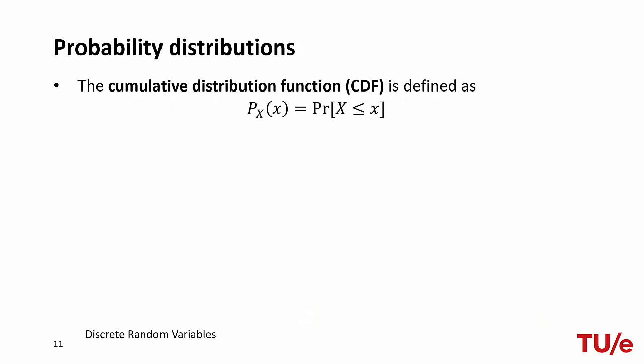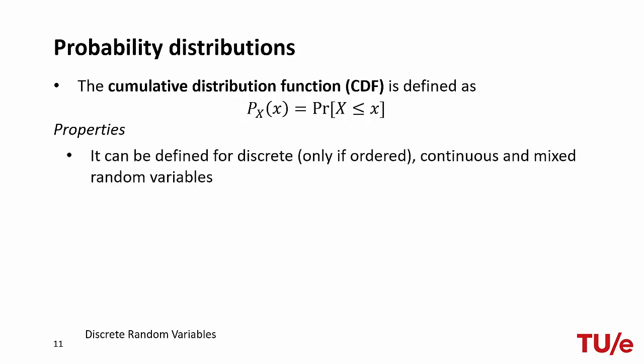Another important probability distribution is the cumulative distribution function, in short CDF, which is defined by the formula in the slide. The CDF can be defined for discrete random variables when they are ordered, continuous random variables, and mixed random variables. Since it is a probability, also the CDF is bounded between 0 and 1. The CDF of minus infinity is 0, and the CDF of plus infinity is equal to 1.